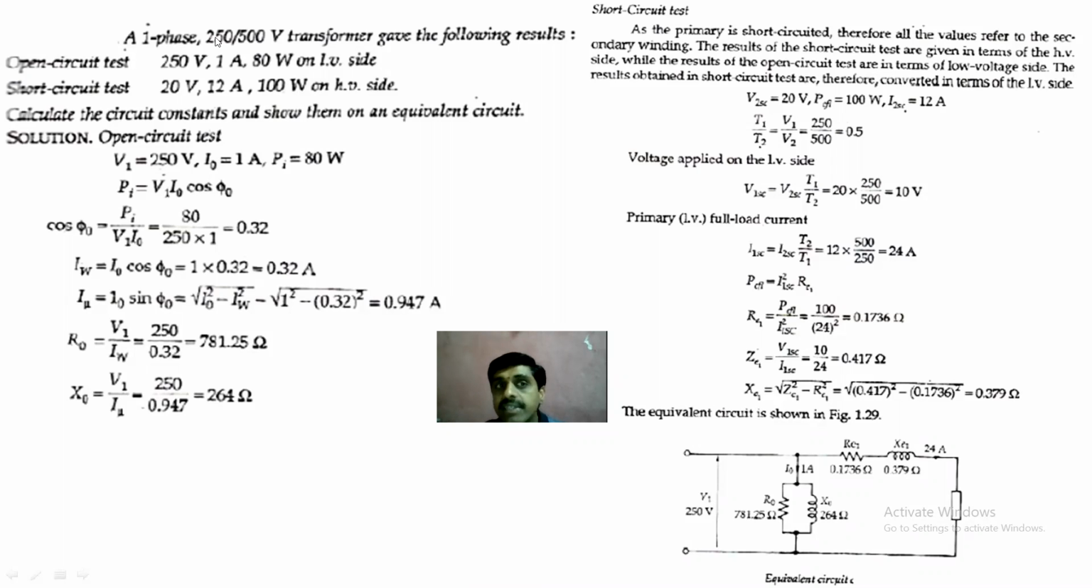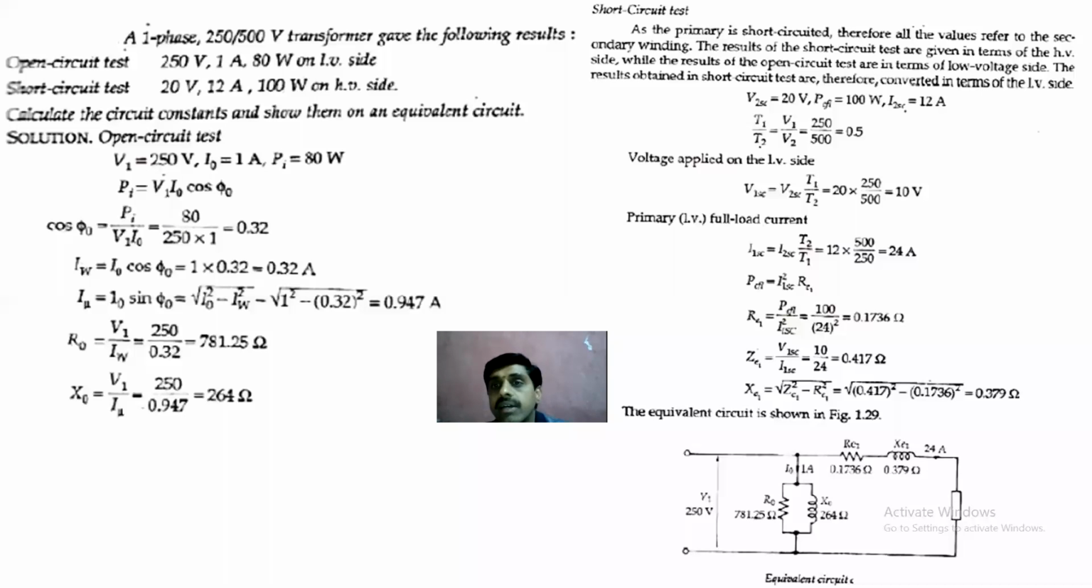So which side is short circuited? Primary side, the 250 volt side. On the secondary side, the instruments are connected. So that's why the primary is short circuited. Therefore, all the values refer to the secondary winding. The results of the short circuit test are given in terms of the HV side, while the results of the open circuit test are in terms of the low voltage side. So that's why you should observe which side is short circuited and which side the instruments are connected.